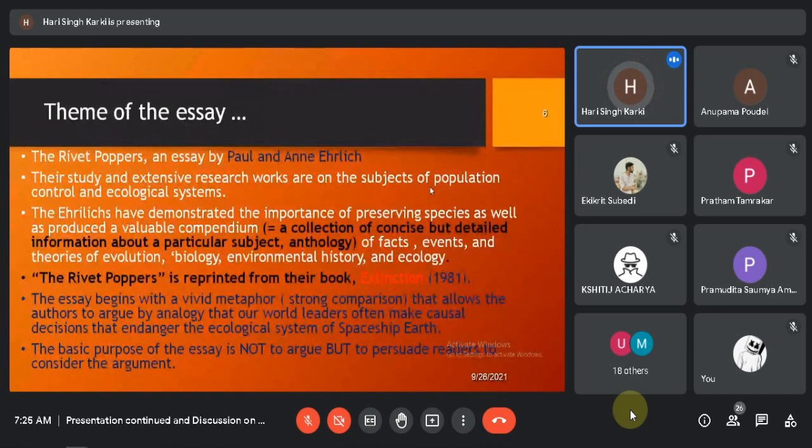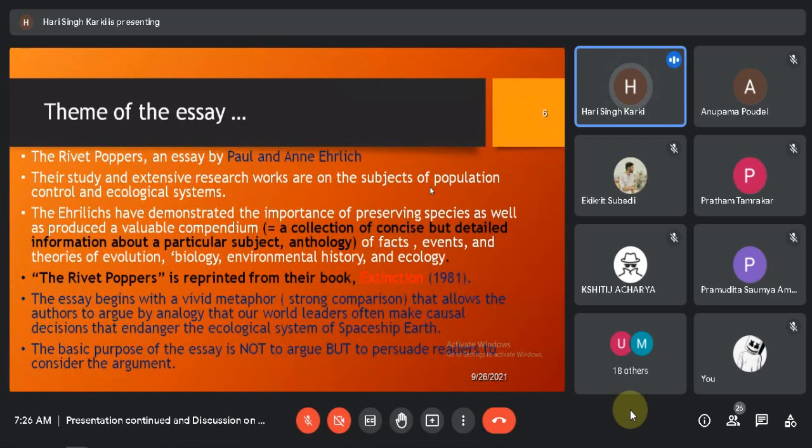After we are clear about the analogy of the essay, The Rivet Poppers, an essay by Paul and Annie. These are a couple. They discussed and studied this hypothesis, this theory, and they wrote the essay on it. Their study and extensive research work are on the subjects of population control and ecological systems. They proposed the view of no more than two children, as they studied the cases of population expanding, the spreading population ratio in Africa, in some other countries.